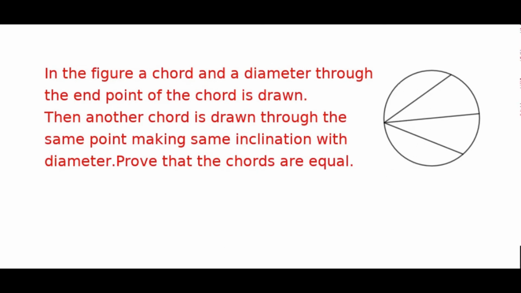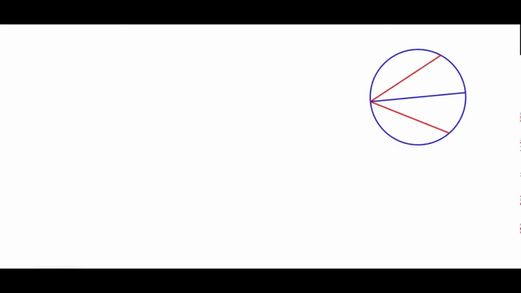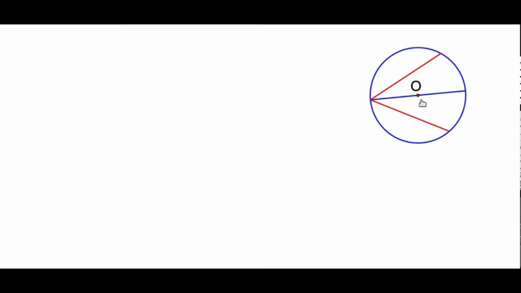For this, let us redraw the figure. Okay, now let us mark the center of the circle. We know it is at the midpoint of the diameter. Circle center is the diameter midpoint. Mark it, let us name it by O. Let AB be the diameter and AC and AD be the chords. We need to prove AC and AD are equal.